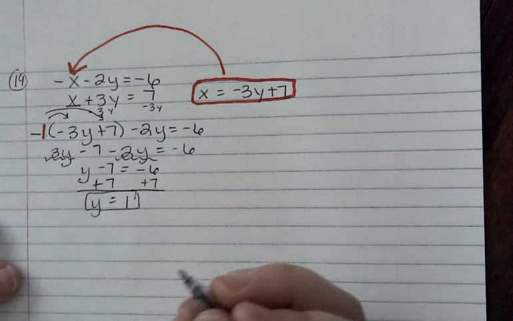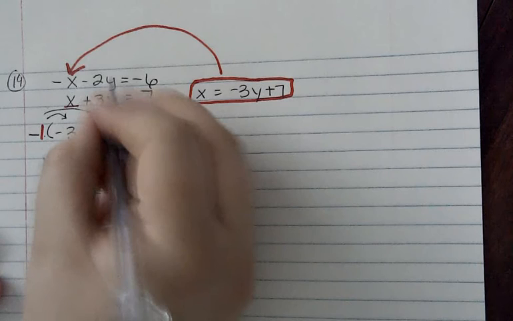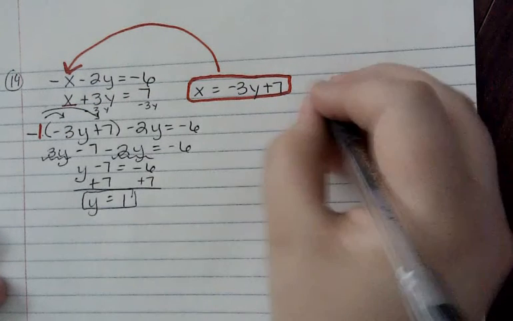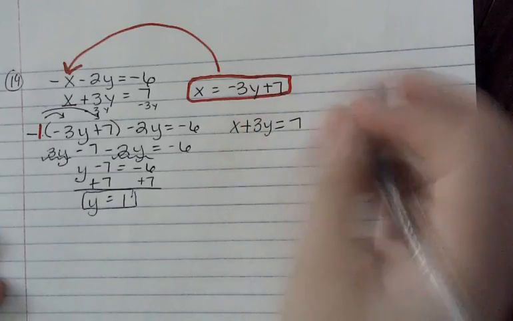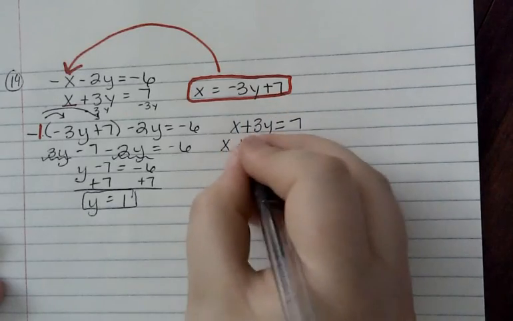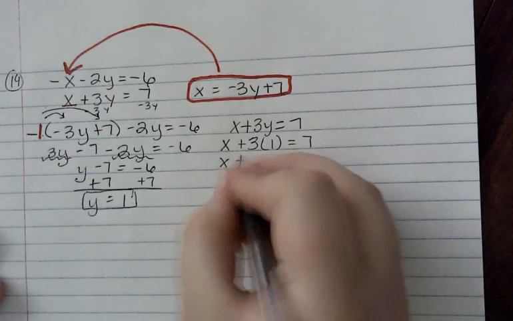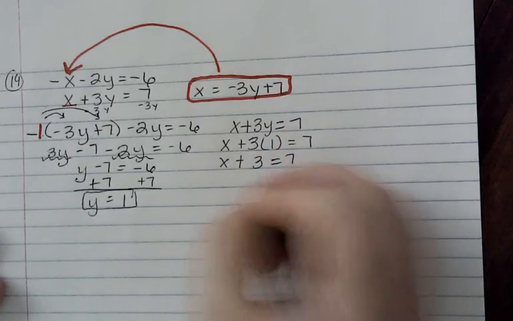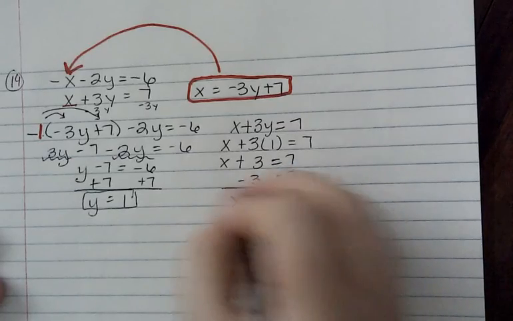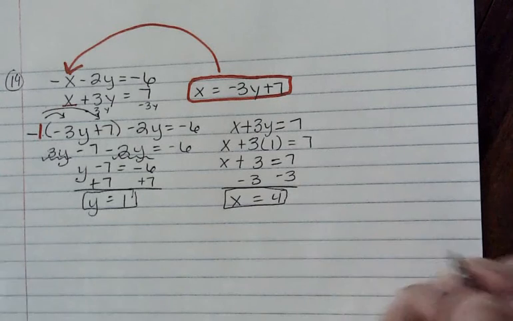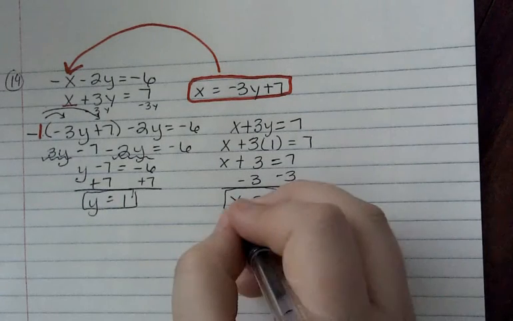Now I'm going to plug my 1 into the y of one of my two original equations. I'm going to choose the second equation. So that's going to be a 1 in place of my y. 3 times 1 is 3. Subtract 3 from each side to get x equals 4. So my answer is going to be 4, 1, because remember the x value comes first.